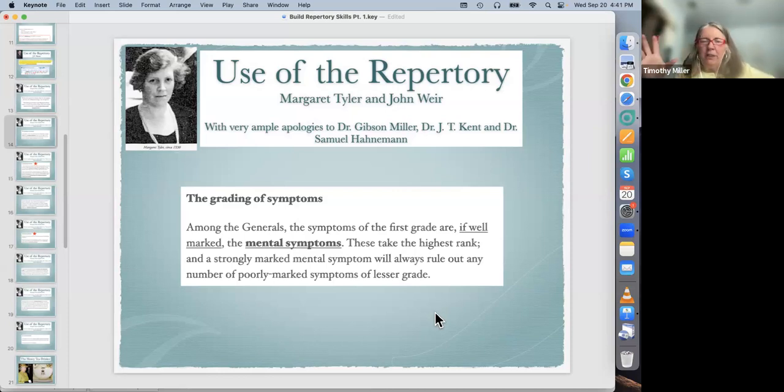Now you're going to find a lot of variation, and we're going to talk about some of these things as we go forward. The grading of symptoms. Among the generals, the symptoms of the first grade are, if well marked, the mental symptoms. All right. These take the highest rank, and a strongly marked mental will always rule out any number of poorly marked symptoms of lesser grade. We all know that, right?